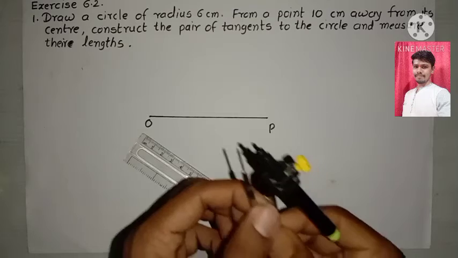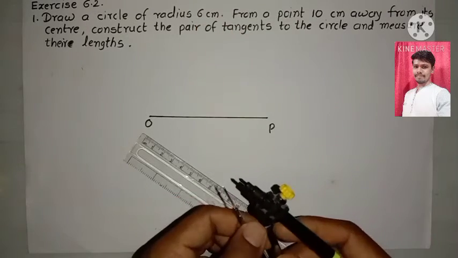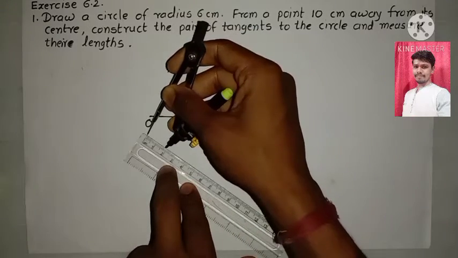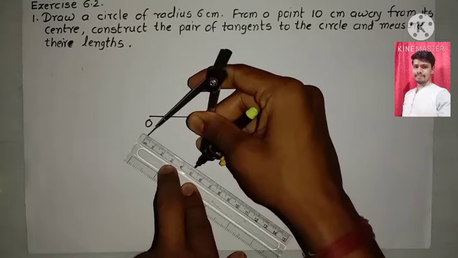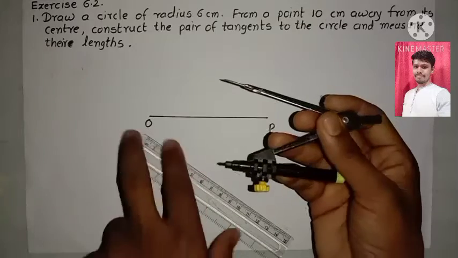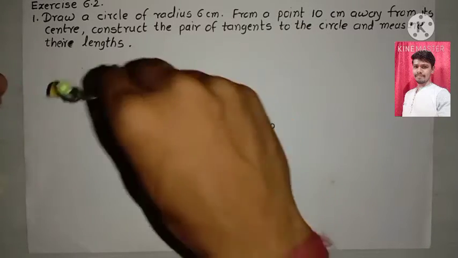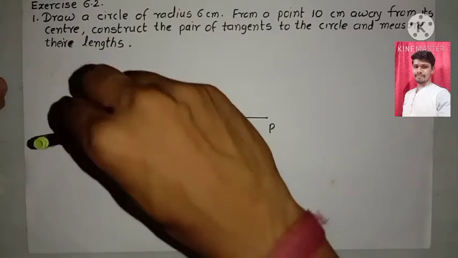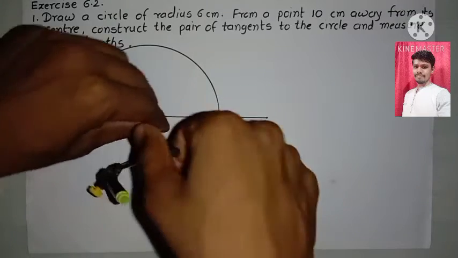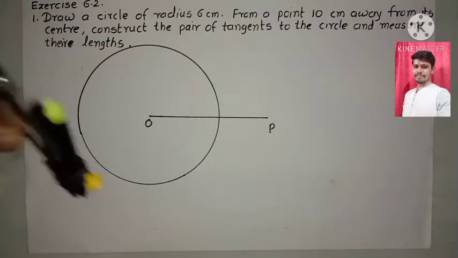Step 2. Take a compass and, from the measuring scale, take a 6 cm distance. With 6 cm taken in the compass, put the compass point on O and draw a circle. This is step 3.